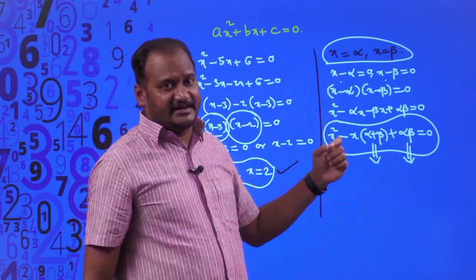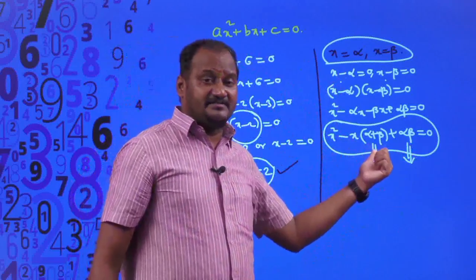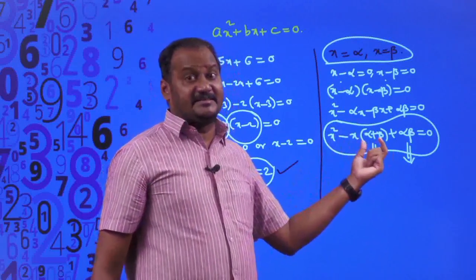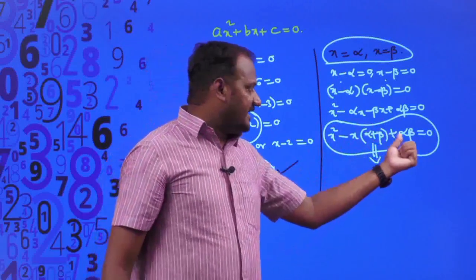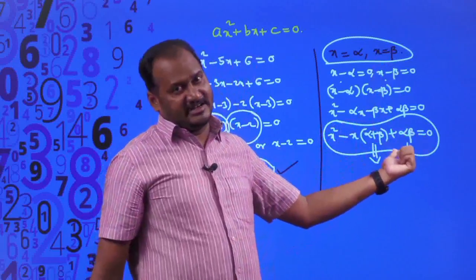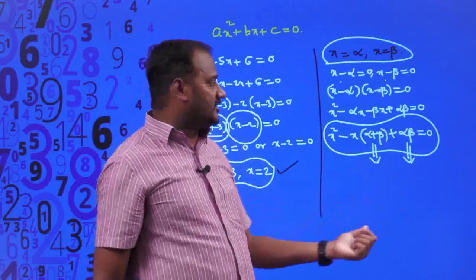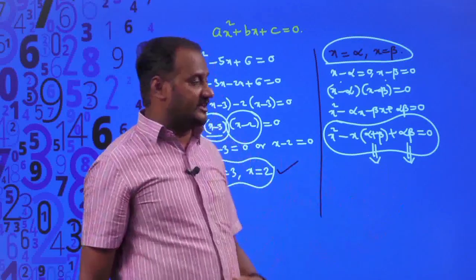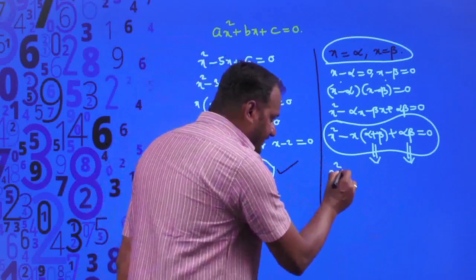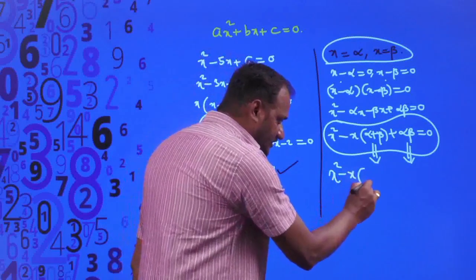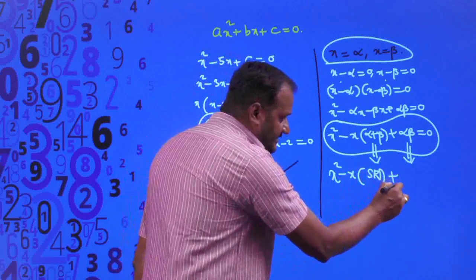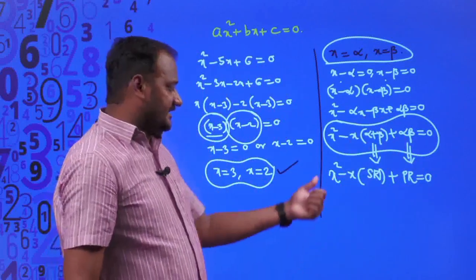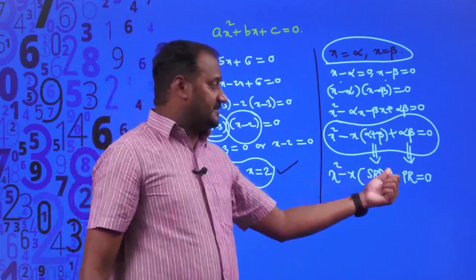Let us see what alpha plus beta and alpha into beta are. Since alpha and beta are called roots, alpha plus beta is called their sum. More precisely, you can call alpha plus beta the sum of the roots, and alpha into beta the product of the roots. So you can easily find a quadratic equation when the roots are given by writing x square minus x into sum of the roots plus product of the roots, which is equal to 0, right?